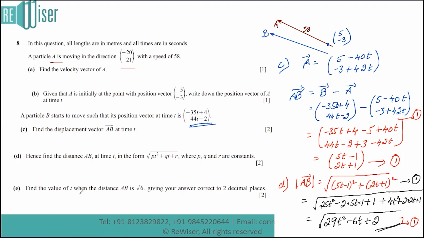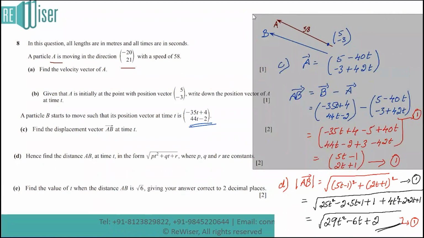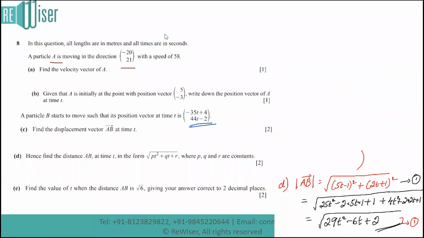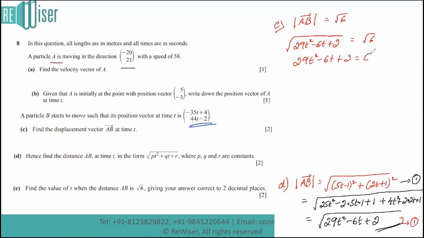And finally, find the value of t when the distance of AB is square root of 6. And we need to correct it to 2 decimal places. Now the distance of AB, that's the magnitude of AB, is given as square root of 6. And it's just a 2 marker. So in that case, it's the square root of 29t squared minus 6t plus 2 equal to square root of 6. When I square both sides, I'll get 29t squared minus 6t plus 2 equals 6. And 6 comes to the left hand side, so it's going to be 29t squared minus 6t and 2 minus 6, which would be minus 4, equals 0.